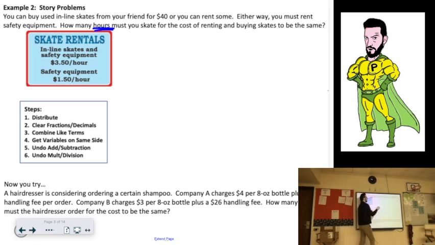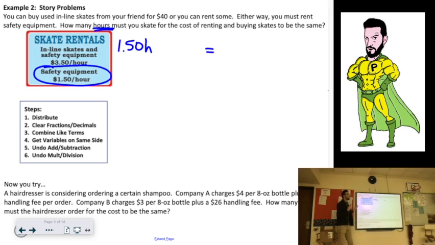Now we want to see when the cost is going to be the same for buying them or renting the equipment. So if you look at just the equipment, it's $1.50 per hour. Okay, so $1.50 times however many hours we work or skate. Plus, I also have to pay for the skates. So if I'm getting them from my friend, that's going to be $40. So plus 40. Now, it doesn't matter how many hours I skate, I'm still paying that $40.